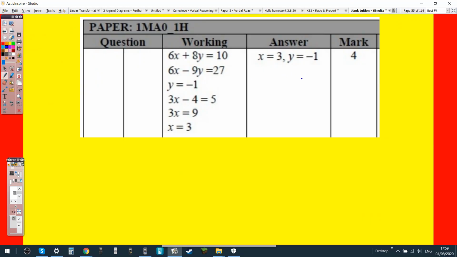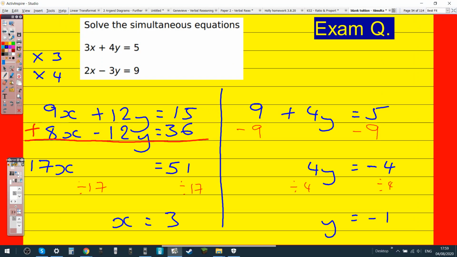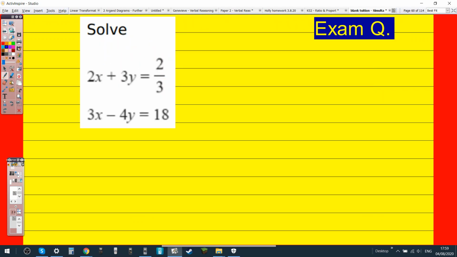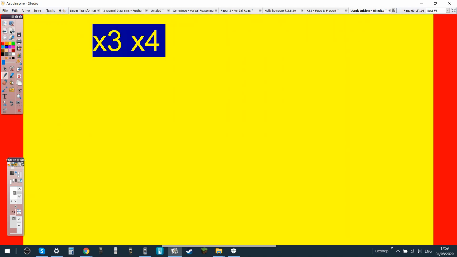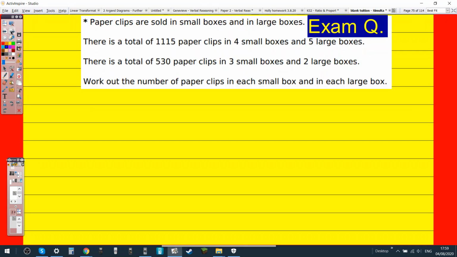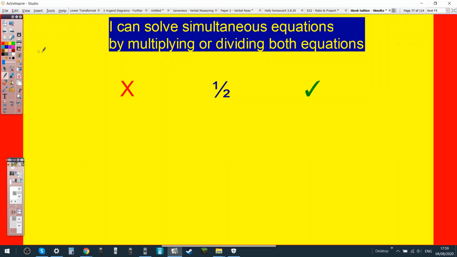Let's see, x is 3, y is minus 1. That's a 4 marker. And so that's much harder than the ones we were doing earlier. So I'm happy you'll be able to do the easier ones. And so, what do you give yourself for those? I think I was pretty good.